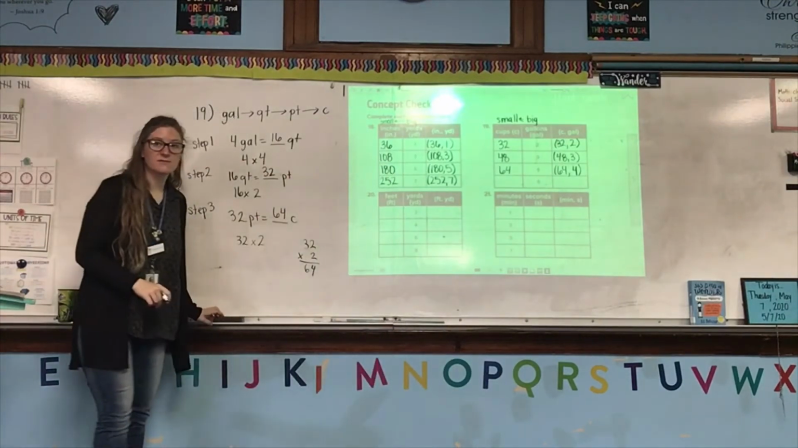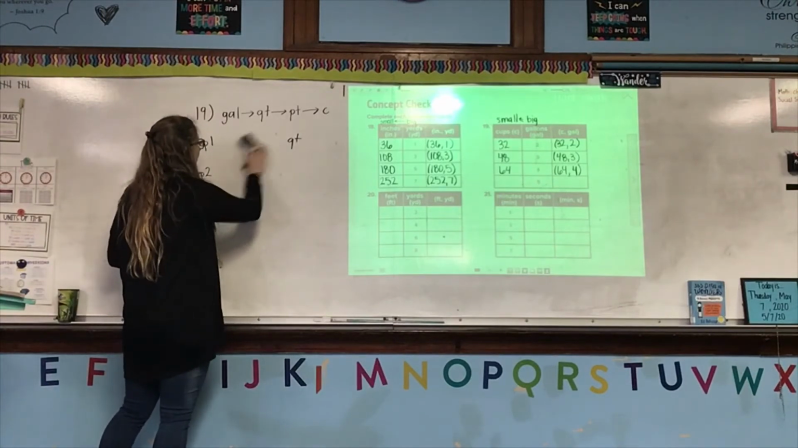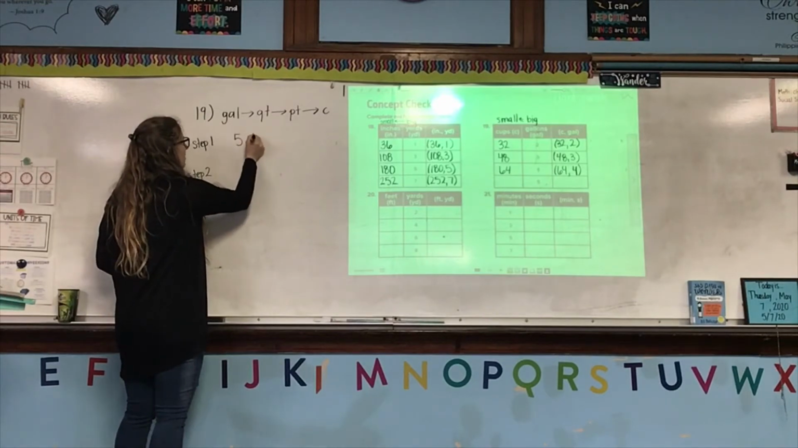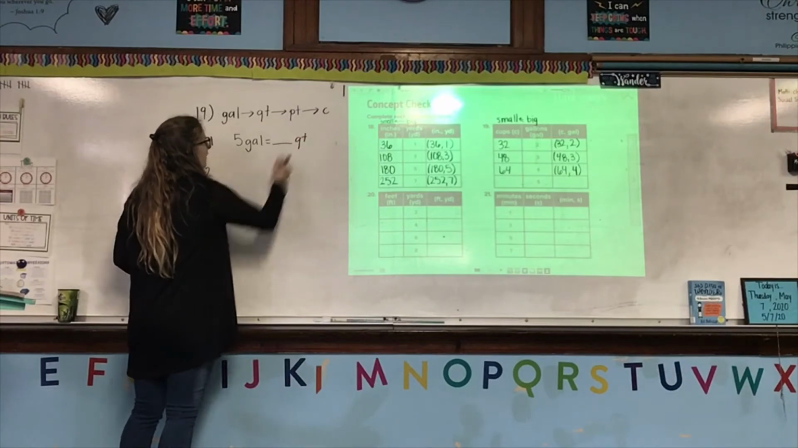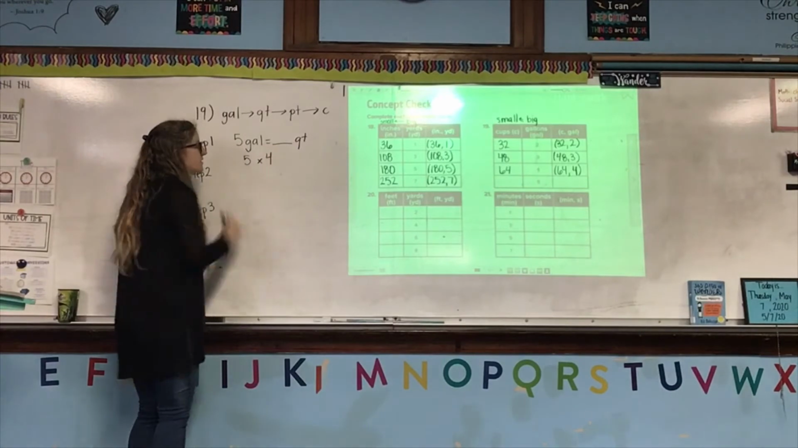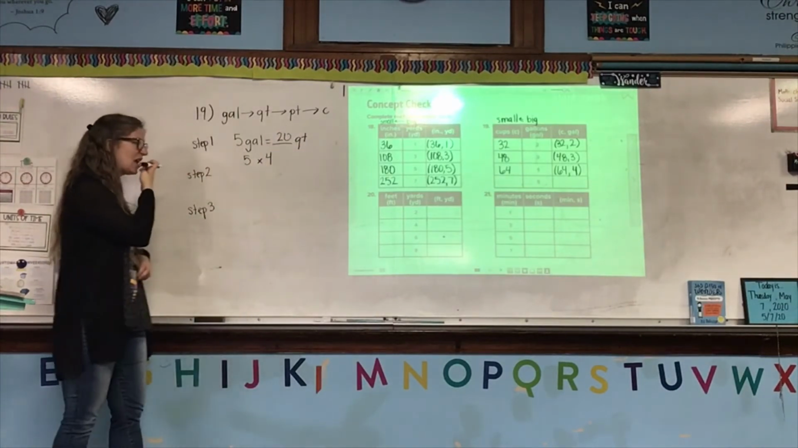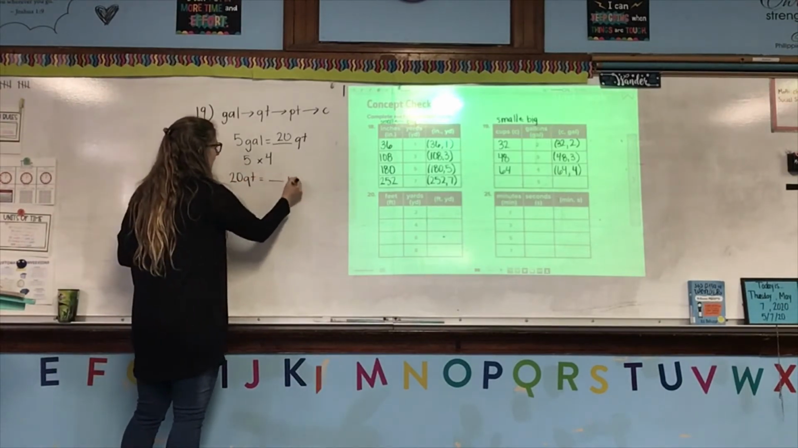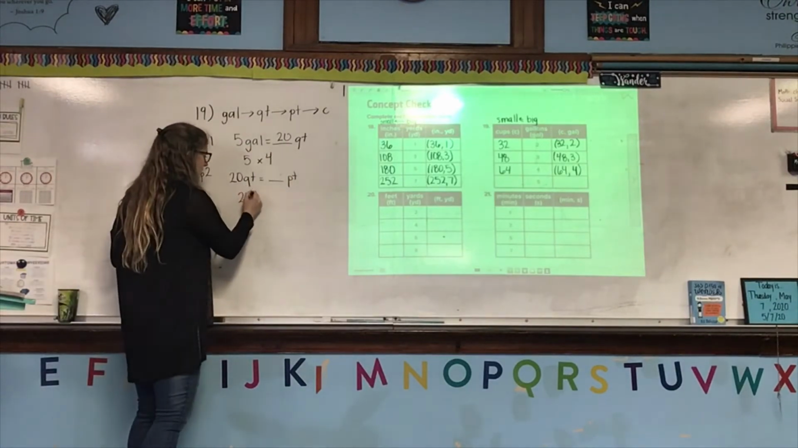Okay, last one for this conversion chart. How many cups are in 5 gallons? So, step 1, find out how many quarts are in 5 gallons. So I'm going to take my 5 gallons, multiply it by 4. There are 20 quarts in 5 gallons, so step 2, figure out how many pints are in 20 quarts.